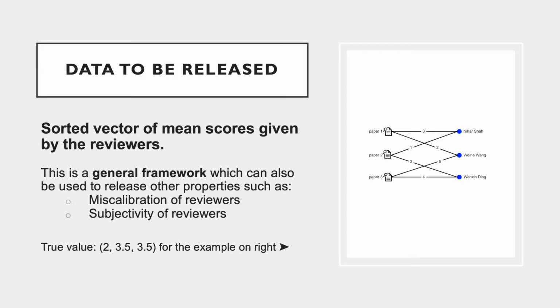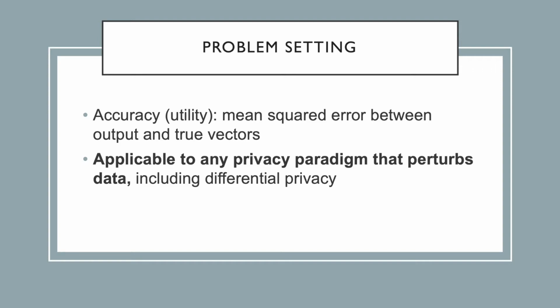One canonical example of the framework is to release a sorted vector of mean scores given by the reviewers. Note that this is a general framework, which can also be used to release other properties, such as miscalibration or subjectivity. We measure accuracy using the mean squared error between the output and the true vectors. In addition, this framework is applicable to any privacy paradigm that perturbs the data, including the commonly used differential privacy.